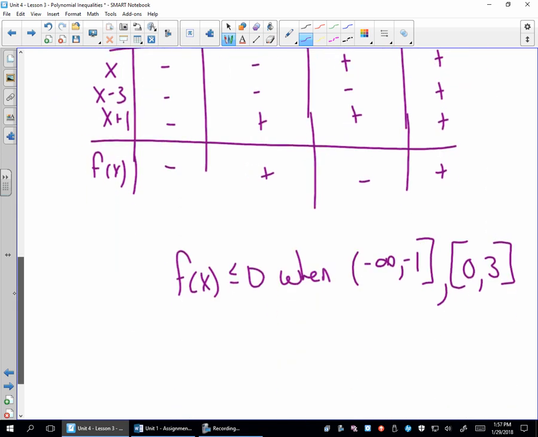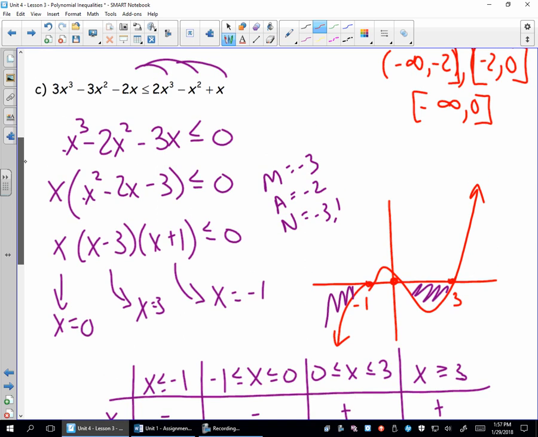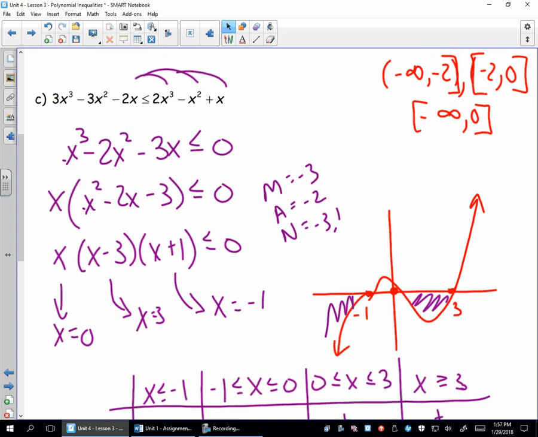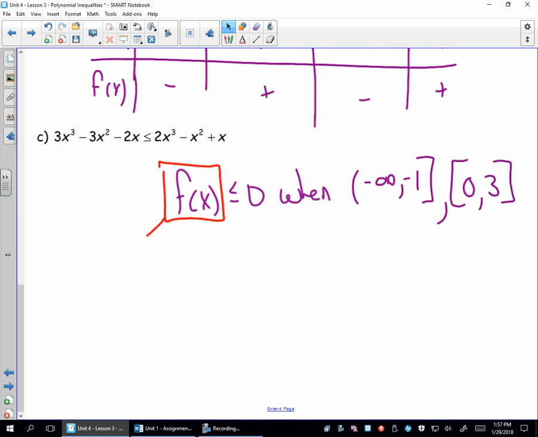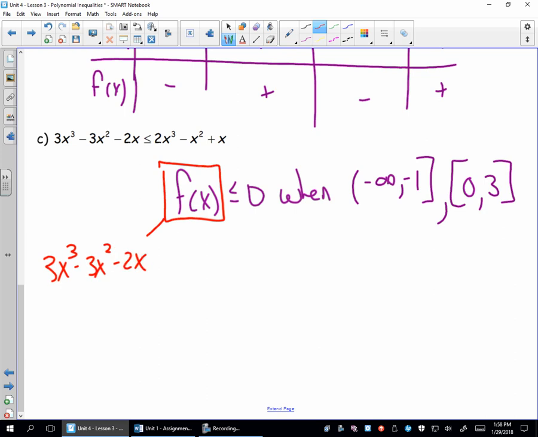Now when we say f at x is less than 0, that really wasn't the question, was it? F at x was our change to the question. So what does this really mean? Well, it means I want to know when this stuff is true. Just move it down so we can see it. So our real answer is 3x cubed minus 3x squared minus 2x. That function is below this function when this is true. But we adapted that to make a single function to make it easier to solve.